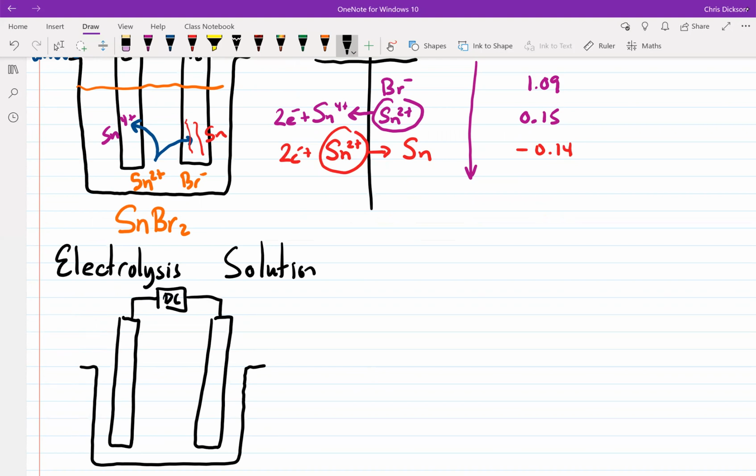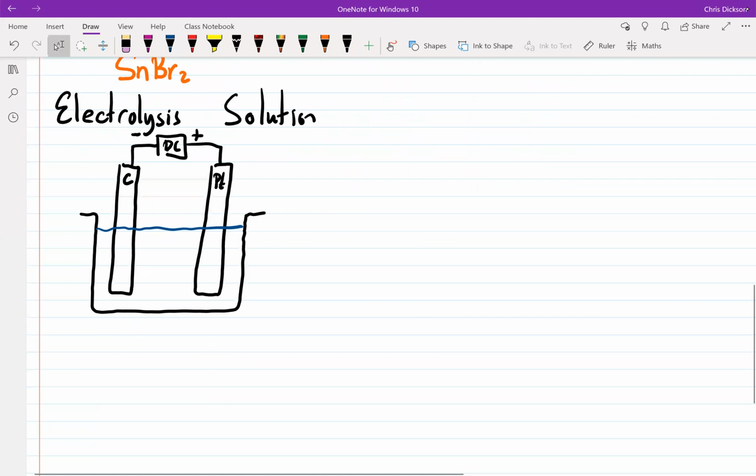Okay, so there's our battery there. So make this carbon, make this platinum, and let's put the negative end here, positive end here. And now what we're gonna do is we're gonna make this a solution, so not a molten situation, but 1 molar, and let's use strontium fluoride. Okay, strontium fluoride here.